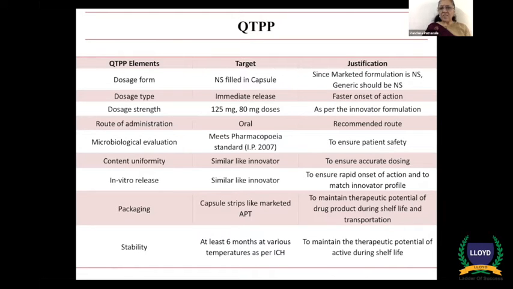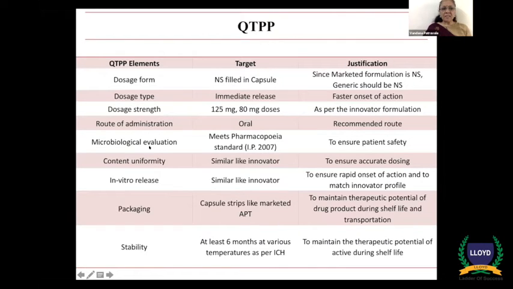It has to be immediate release because we need faster onset of action. This is for nausea, vomiting, and that also after chemotherapy. So immediately the drug should be available. There were 2 doses in which it was available. We said we'll do the same because that is what the innovator is doing. Oral was the recommended route.